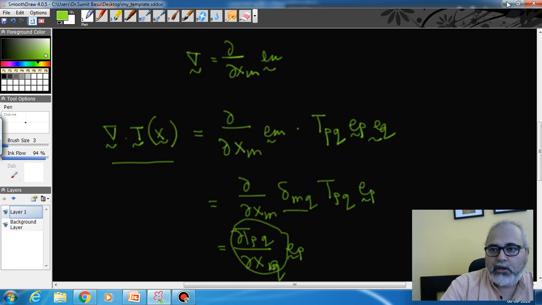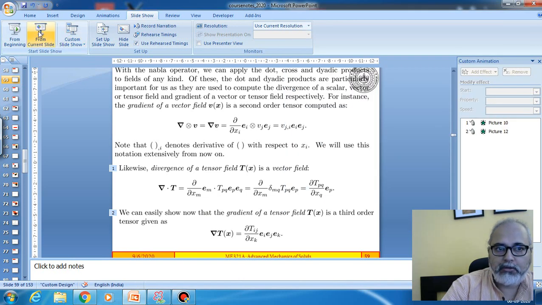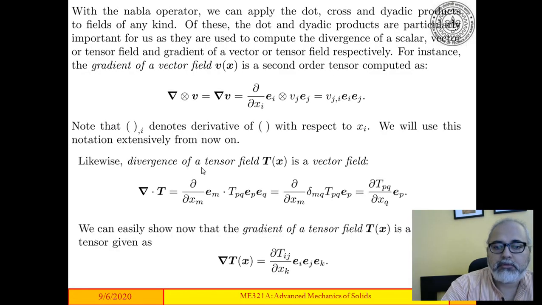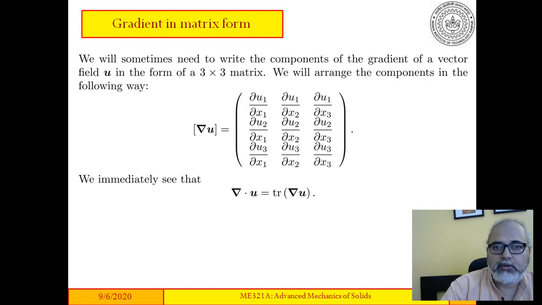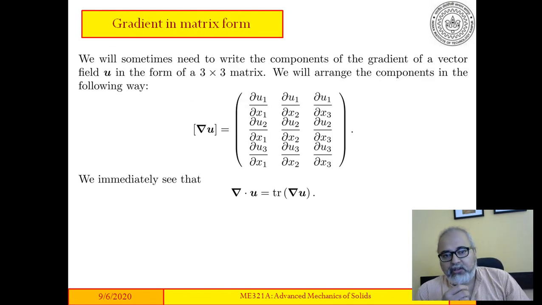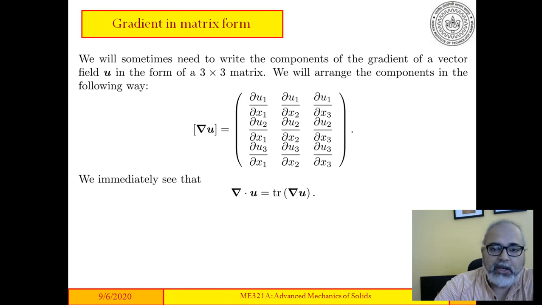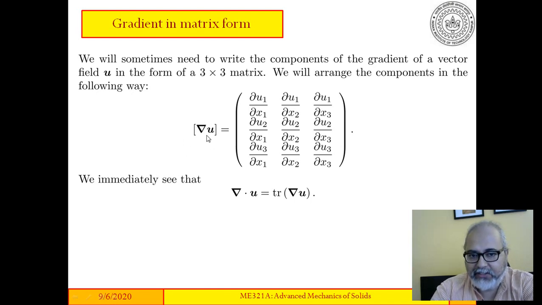Sometimes we need to express these gradients in a matrix form. Okay, and most often we need to do this for the gradient of a vector. So remember, the gradient of a vector is a second order tensor. Its elements are ui comma j. So the elements of the gradient of u are ui comma j, and they are arranged in this way.